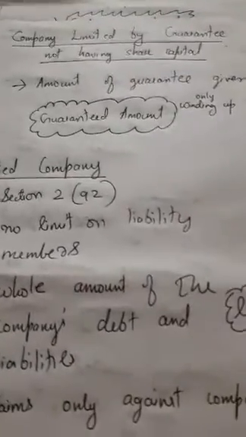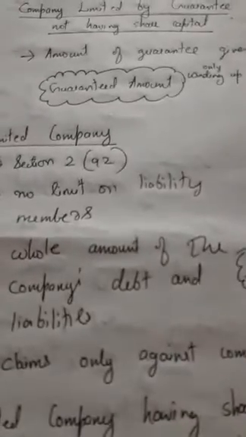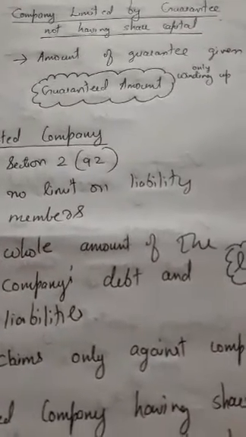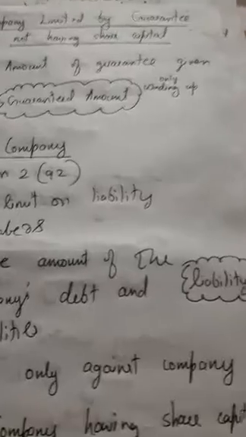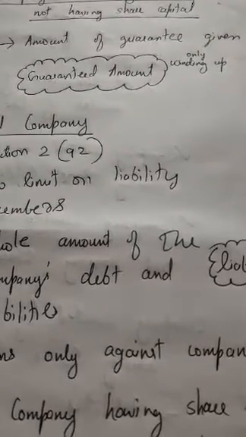Okay. Now what's a company limited by guarantee not having share capital? For there is no share capital, the liability of the member is only to the amount guaranteed by him, and the guaranteed amount may be demanded only during the winding up of the company.